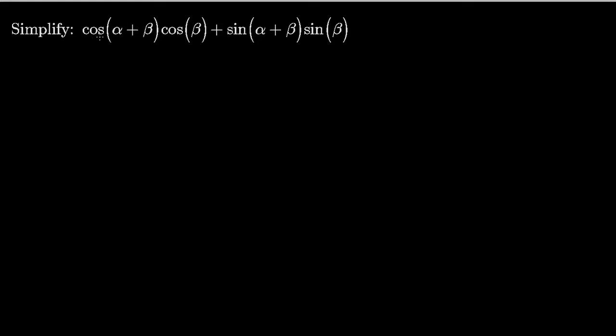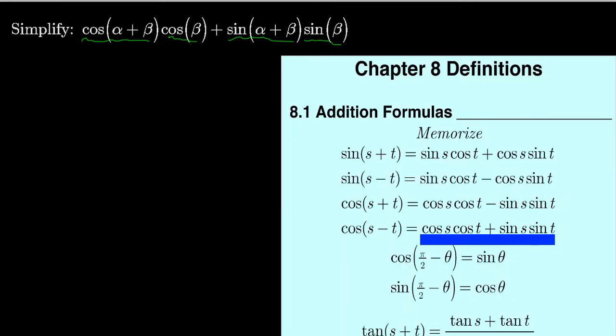I need to take the cosine of alpha plus beta times the cosine of beta plus the sine of alpha plus beta times the sine of beta. And at first look, it seems like we need to take this and expand it out using the cosine addition formula, and this and expand it out using the sine addition formula. But if we look at the big picture and look at the pattern, you can see cosine something, cosine something plus sine something, sine something. That's a formula that we've seen before.